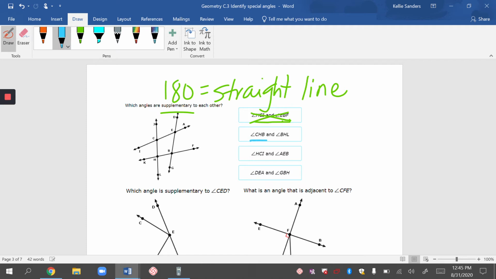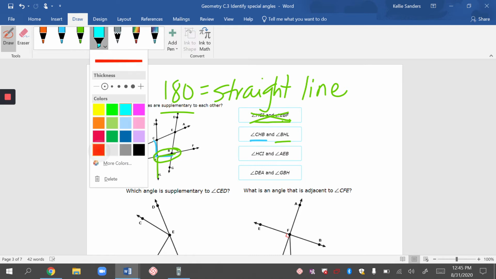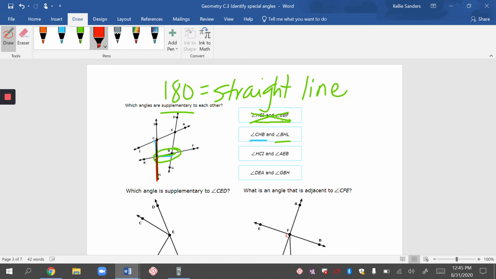Right? CHB, CHB, and BHL. Okay. See how both CHB and BHL used the same ray, the same side on one of them, and then the others are right there. I just made a straight line, which is supplementary, which means that it's 180 degrees. So that's your answer.